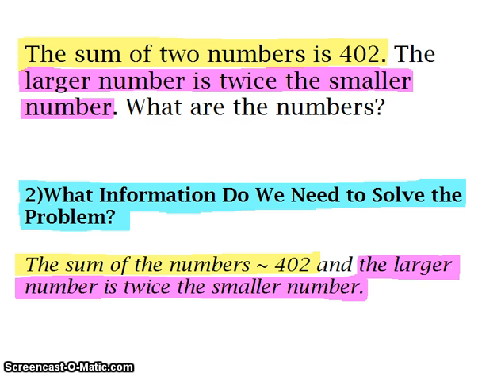Secondly, what information do we need to solve the problem? Well, we need to know that the sum of the numbers, and we know that sum means addition, is 402, and also that the larger number is twice the smaller number. So there are two things that are critical in solving this problem.